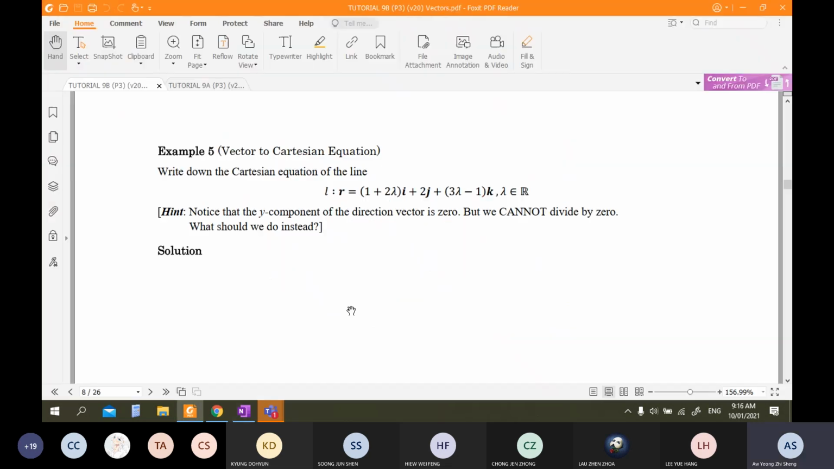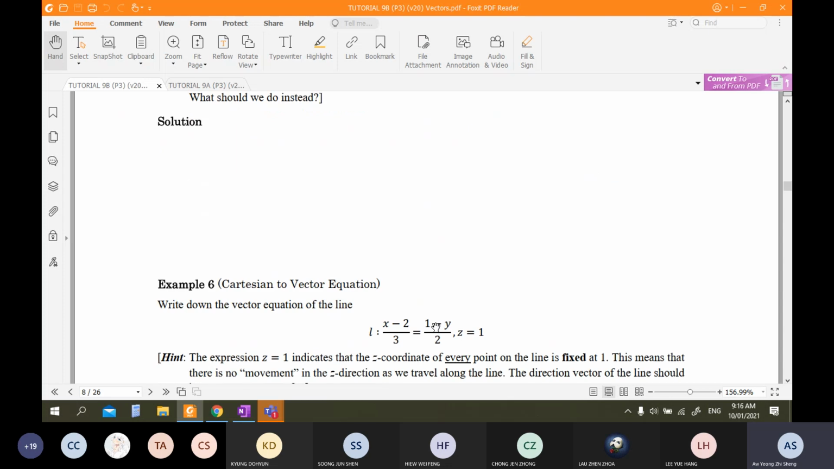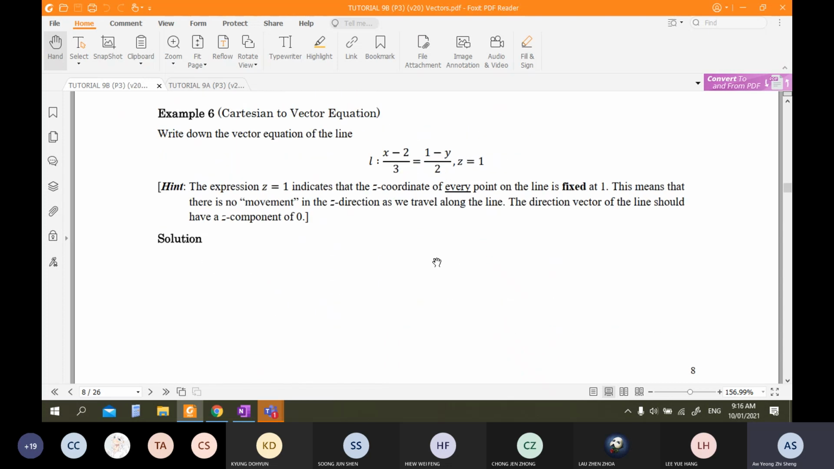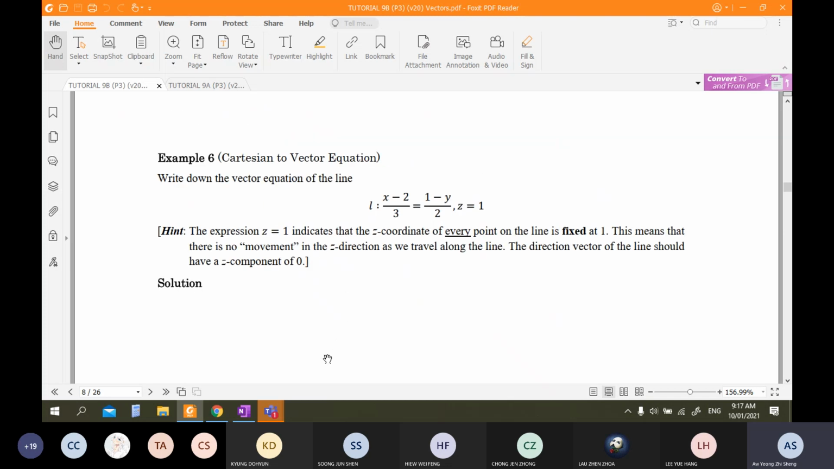Okay, next, we are done with example 5. Move to example 6. So if you can understand example 5, then example 6 shouldn't be a problem. It's the same thing, where you have z equals 1 written as a separate statement. That means that the z coordinate of every point on the line is fixed at 1, and that's what I write in the hint here. That means there is no movement in the z direction as you travel along the line. The direction vector of the line should have a z component of 0. And so if you can understand example 5, this one should be easy.